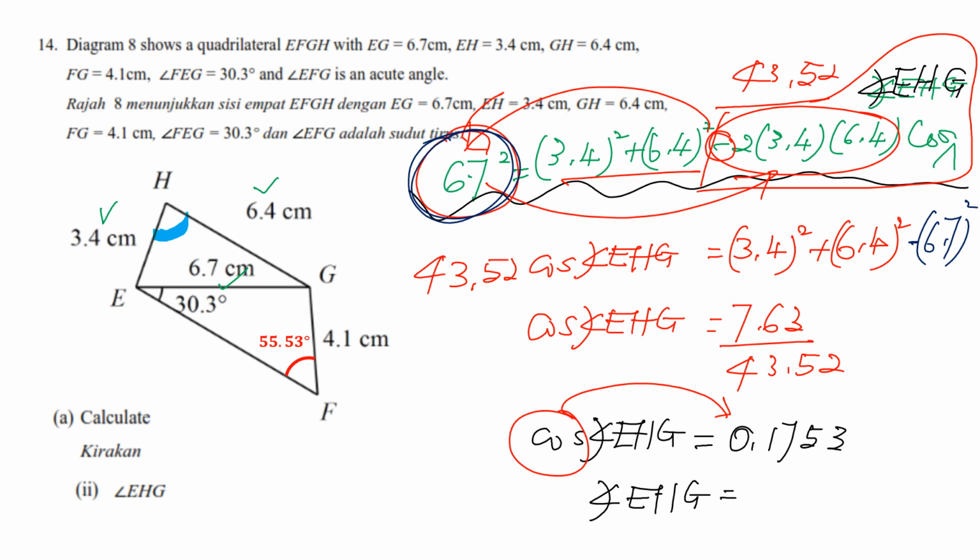So you shall get your answer as 79.90 degrees. Then you press the degree and minute button, so you shall get 79 degrees 54 minutes, because after 54 you get 9 point something. This value is less than 30. When this value is less than 30, you don't round off. So your answer remains as 54 minutes.